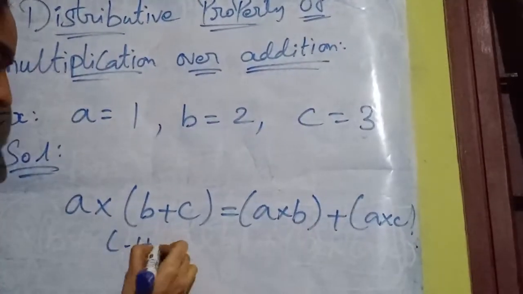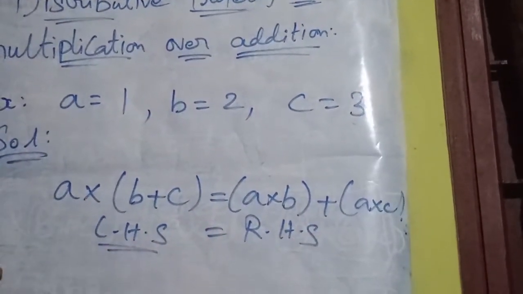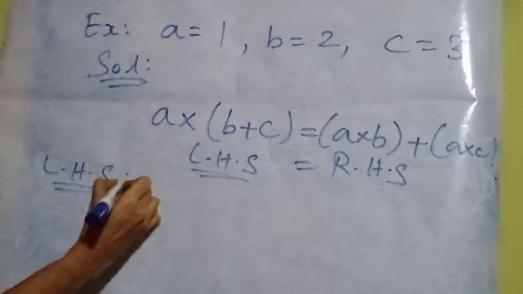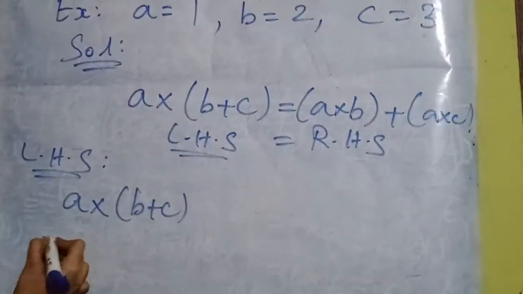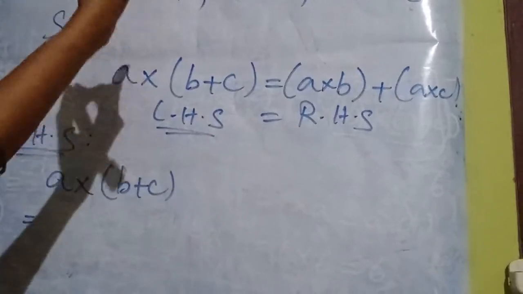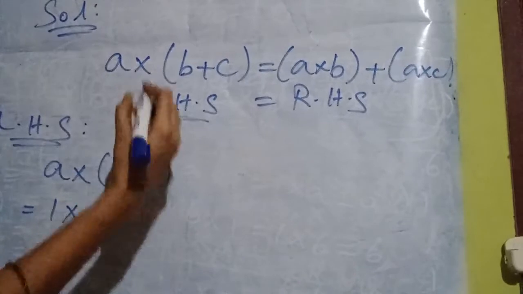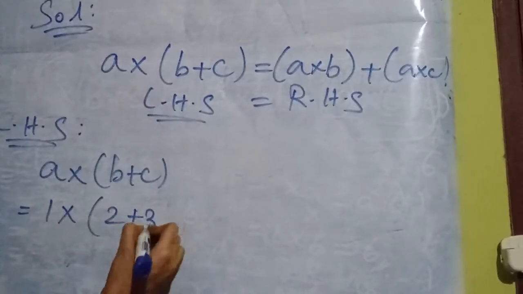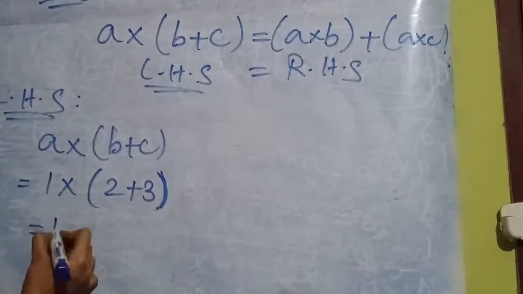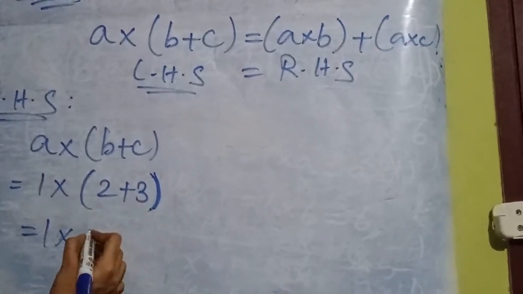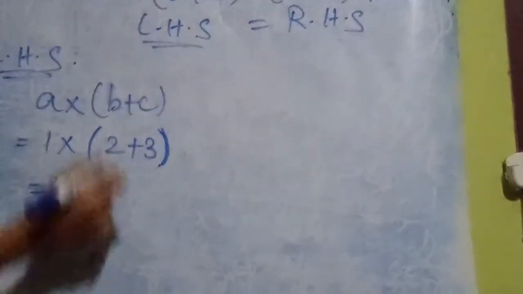This is LHS is equal to RHS. First take the LHS. Here LHS is A into (B plus C). Substitute the A, B and C values. A value is 1 into open bracket, B value is 2 plus 3. First perform the bracket value because using the BDMAS. 1 into 2 plus 3, 5. Now you can multiply 1 into 5, 5. Now the LHS is 5.